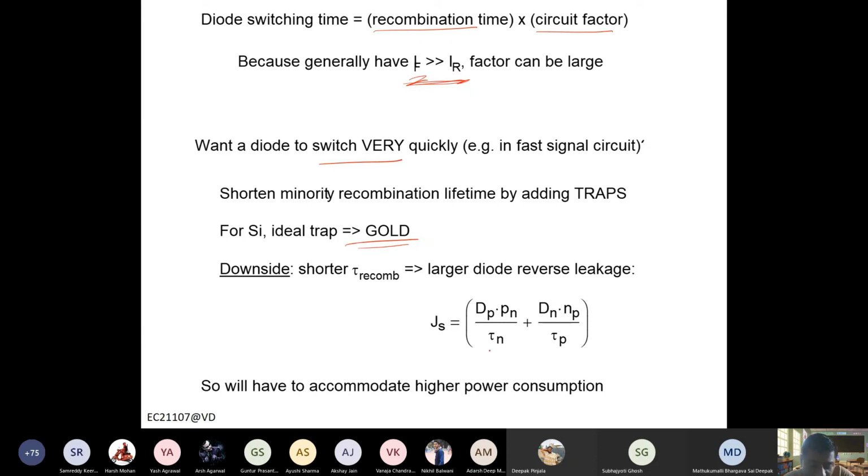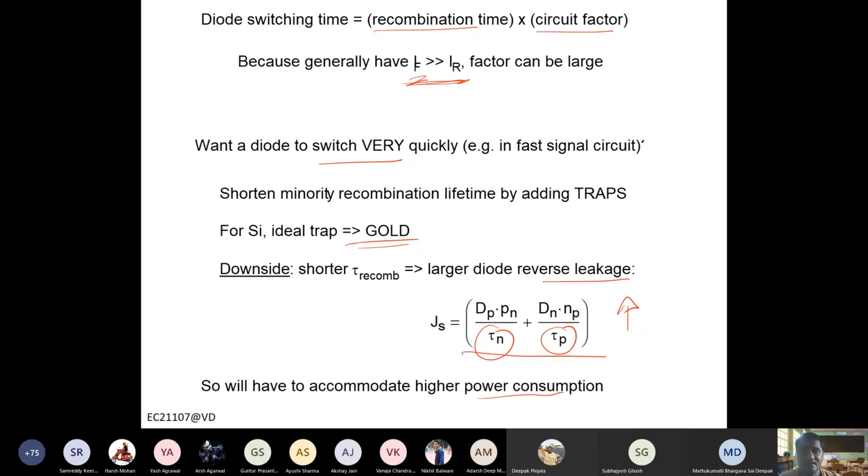But if you recall the reverse saturation current expression, it is 1 by tau, right? So if you decrease the tau, this reverse saturation current will increase. So that means there will be a lot of leakage, and power consumption will also increase.